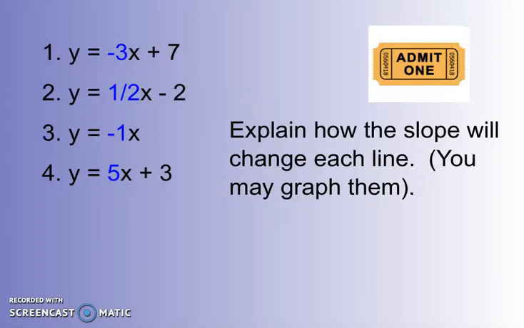Okay? What I would like you to do is take a look at these equations, which are in slope-intercept form. I want you to look especially at the numbers in blue, and explain how each one of these slopes would affect the line. Which direction would the line go? Would this be a really steep line, or would it be a more gradual incline, not as steep?